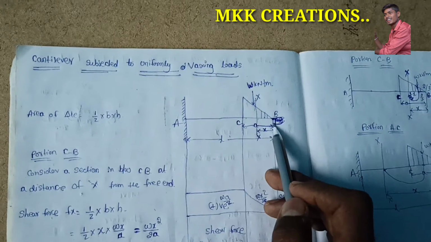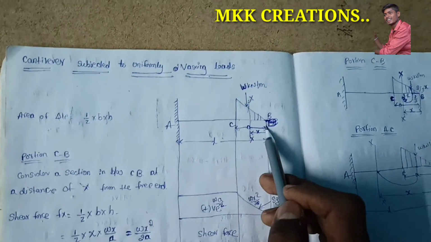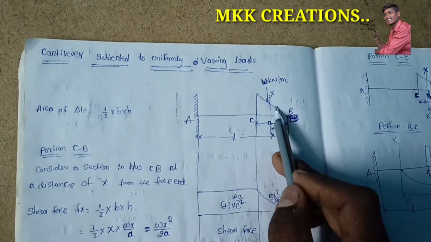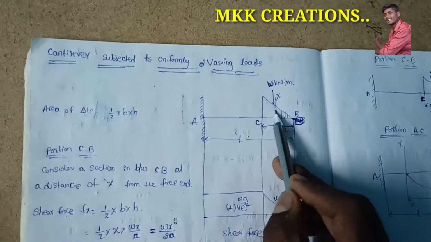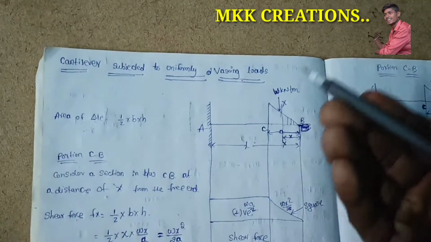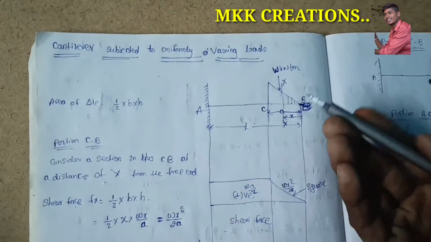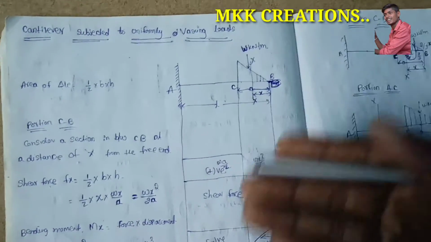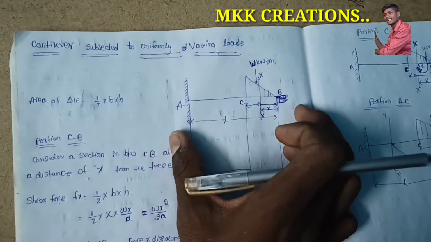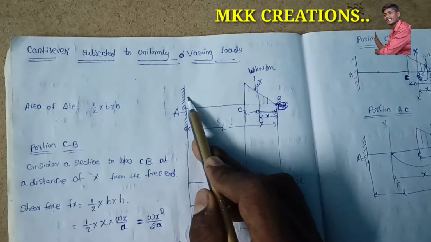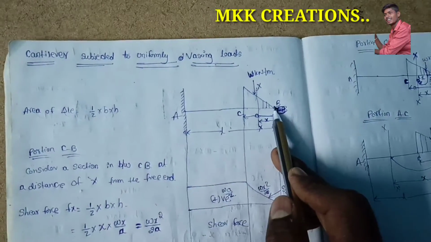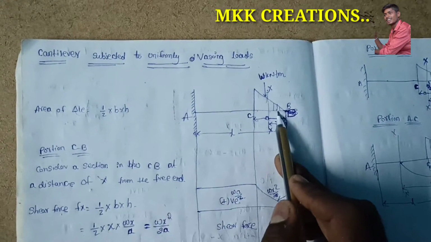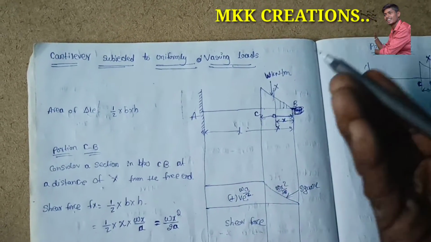Now consider this uniformly varying load. Compared to here, there is an increment in the load, that means the load is varying. For this we want to draw the shear force and bending moment diagram. First of all, this diagram is a cantilever beam, that means one end is fixed and the other end is free. A uniformly varying load is acting on it, and we want to draw the shear force and bending moment diagram.